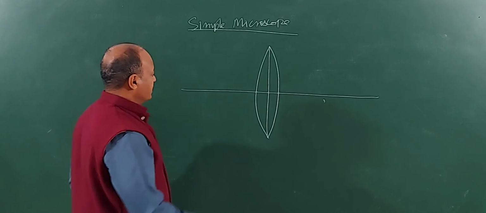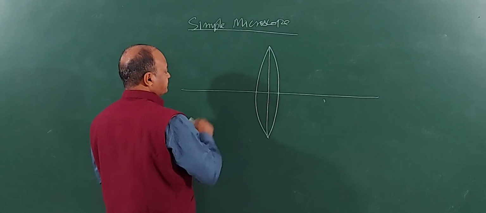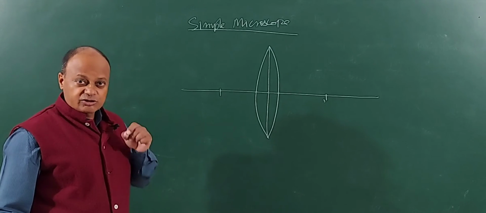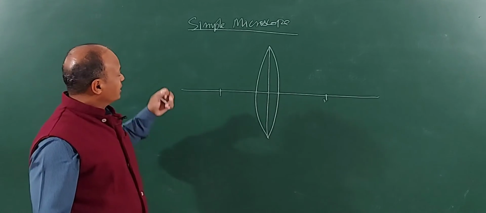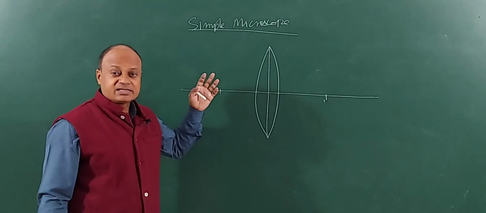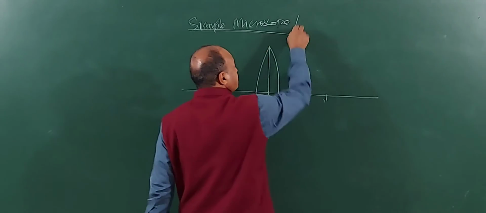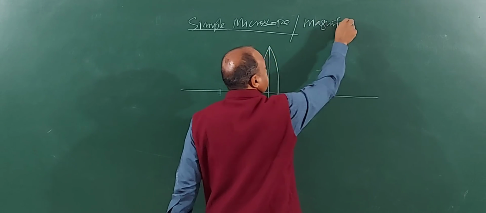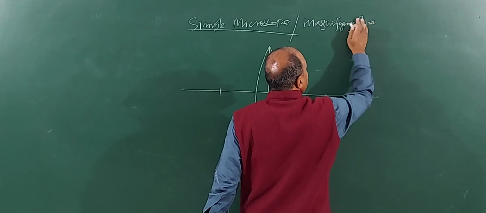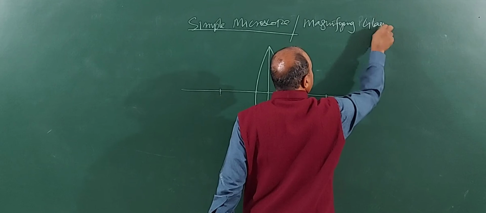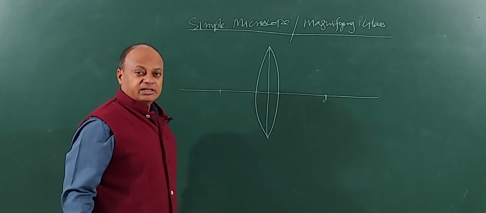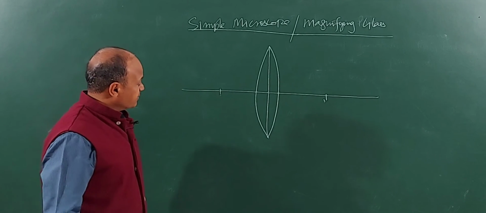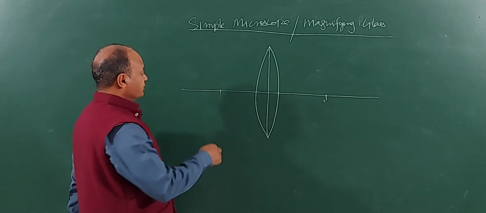Okay. So let's say the focal length is here. Now the interesting thing is, a simple microscope is also called a magnifying glass. It consists of a convex lens having a smaller focal length. Now the object to be magnified is kept between the optical center and the focus. We keep the object out here.